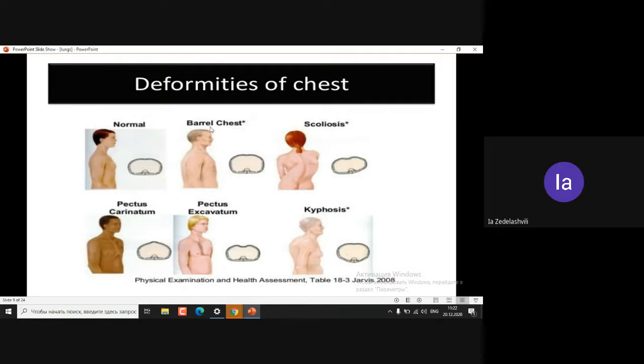But we also have barrel chest. What happened here? See, the sizes are almost the same. Normally, they must not be the same. What information does it give us? That the lungs have more space than in the normal one. They are not pressed by the ribs, so maybe the excursion of the lungs will be less than in a normal patient's thorax.